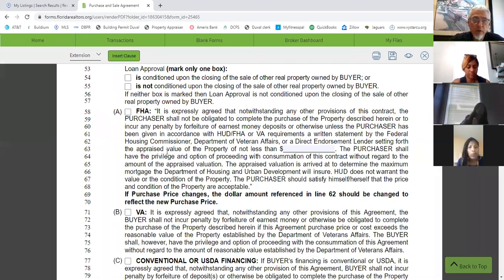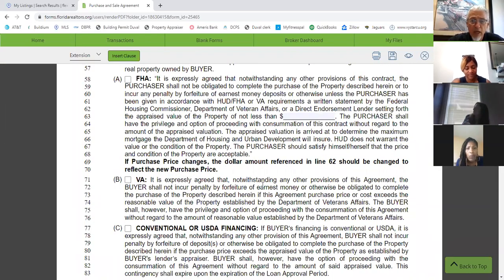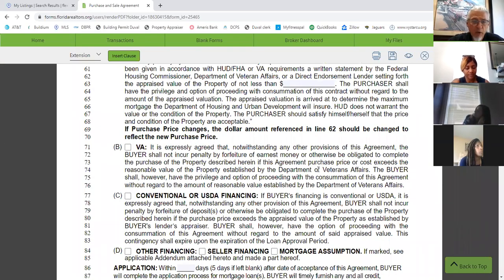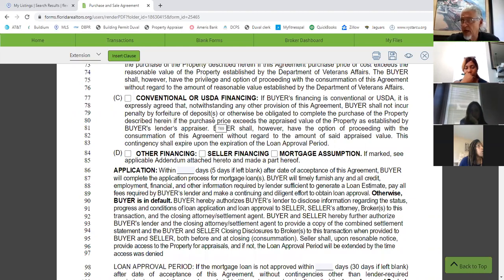Don't let me get too deep in the weeds, folks. VA has the same language. It says that the buyer shall, however, have the privilege and option of proceeding with consummation if it doesn't appraise. Now, keep in mind that there is a VA addendum that goes with all VA deals that is going to state the same thing over again. So you'll have to get the standard VA addendum signed when it's a VA property.